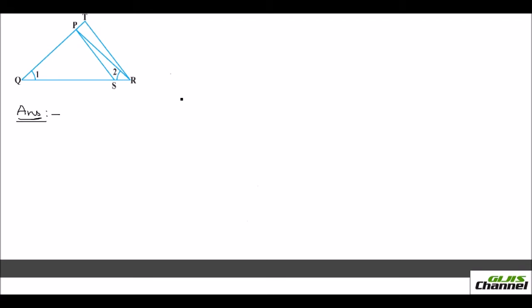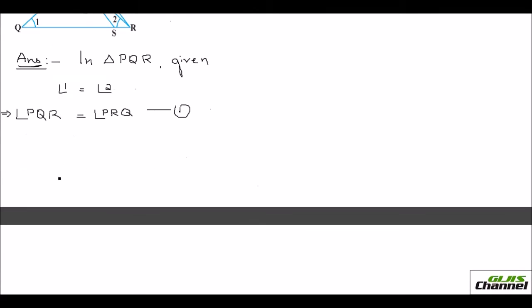So here, let me take the triangle PQR first, okay? It is given angle Q is equal to angle PRQ, right? So let me write that angle 1 is equal to angle 2. Angle 1 we can call angle PQR. So that implies angle PQR is congruent to angle PRQ, okay? So let this be equation 1.